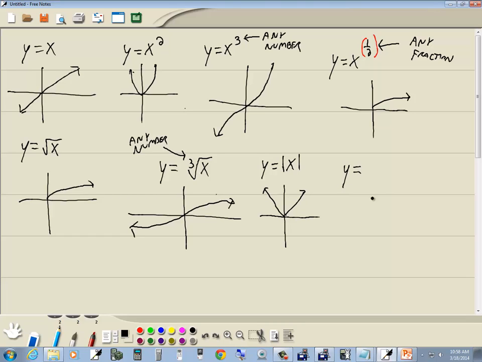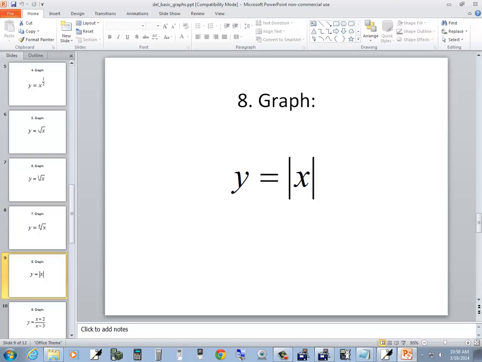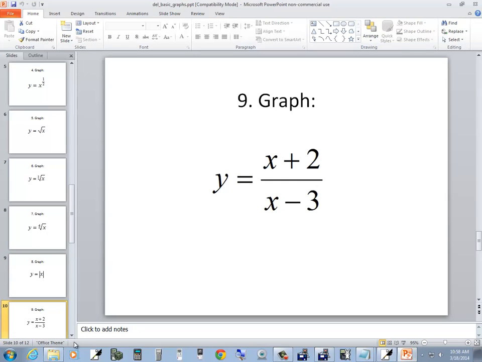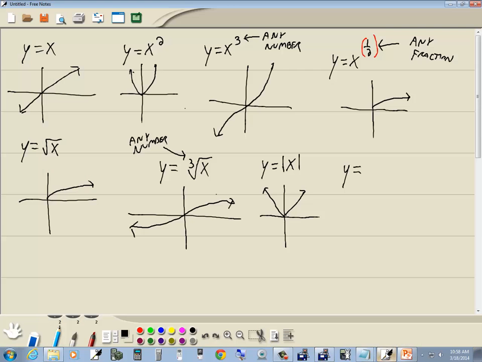Now our next one, I think it's x plus 2 over x minus 3. X plus 2 over x minus 3. I could care less what this graph looks like. I'm demonstrating how you work with fractions in general with your calculator.